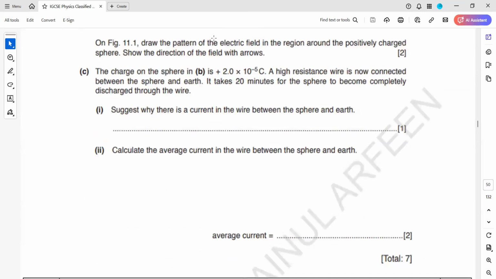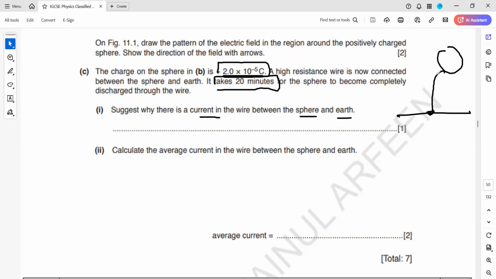The next question: the charge on the sphere is 2 × 10^-5 coulomb. A high resistance wire is now connected between the sphere and the earth, and it takes 20 minutes for the charge to flow and become completely discharged through the wire. Suggest why there is a current in the wire between the sphere and the earth. We have the sphere, and we connect a wire between the sphere and the earth. The question is why there is a flow of charges.